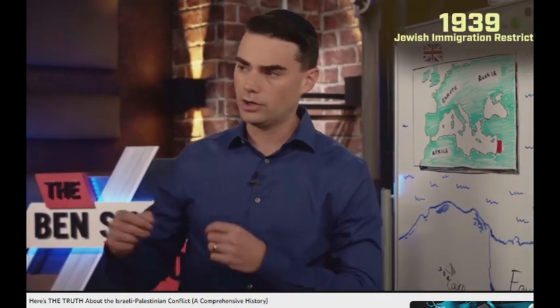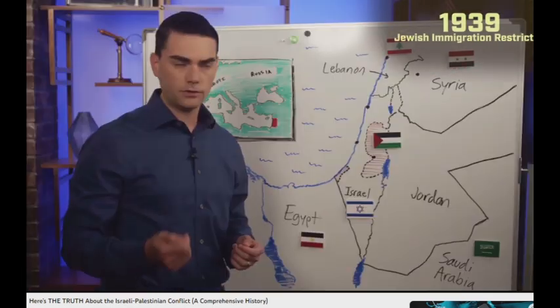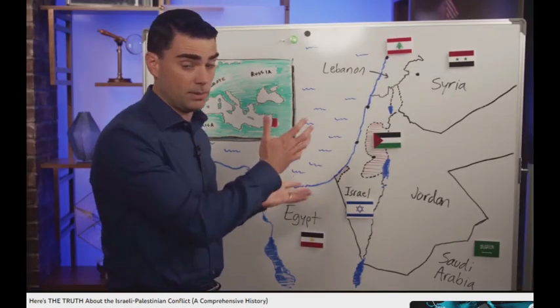In 1939, under Arab pressure, the Brits restrict Jewish immigration to 75,000 Jews per year. The Jews are saying, listen, we have like millions of people who want to move here.